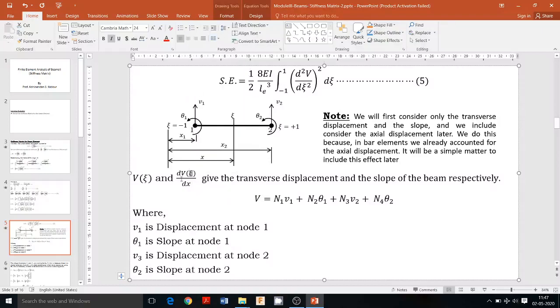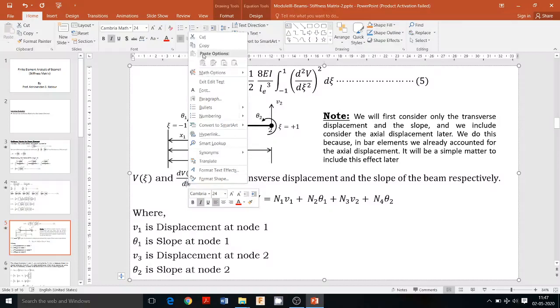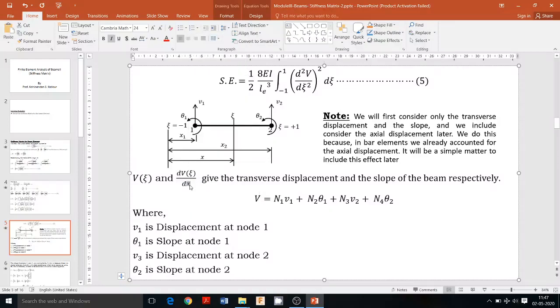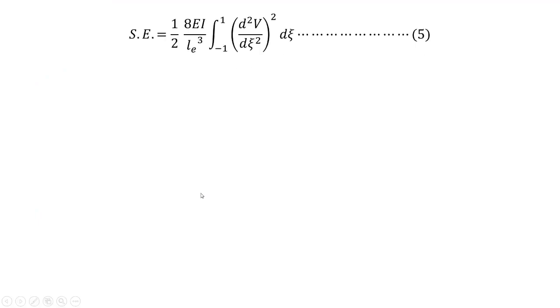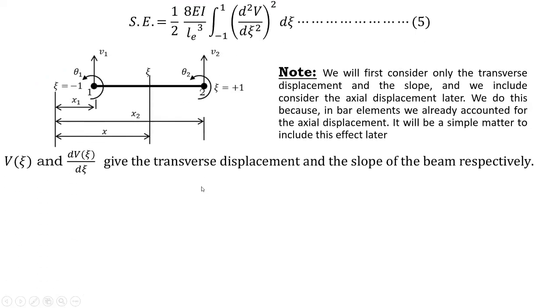I am going to change it to d zeta, because everything now I am doing with respect to d zeta. Okay. This v is the displacement in terms of d zeta, and differentiating this v with respect to zeta, I am going to get the slope. That is what v and dv by d zeta are: the transverse displacement and slope in the beam respectively.